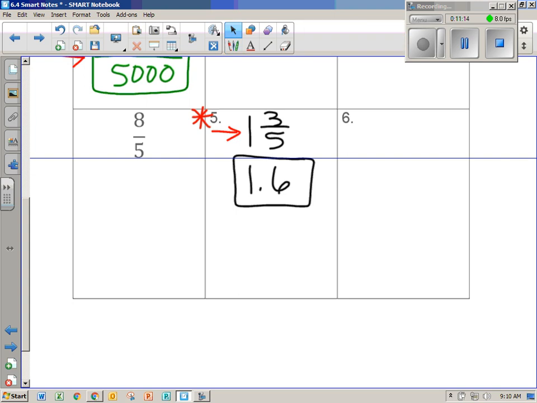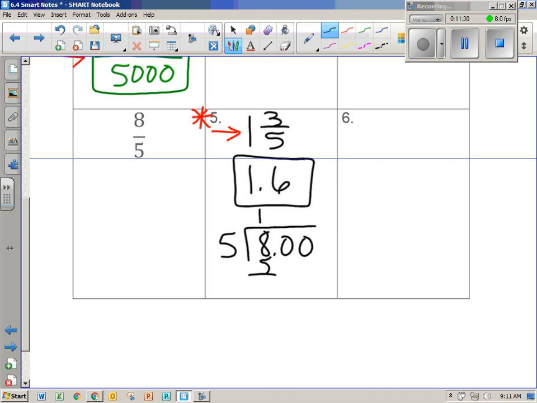Some people on this problem might have just automatically started with the long division, and that's fine too. They're still going to get there. It's just a little bit more work to get there that way. But if I did the division, you can see I'd get the same result, 1.6. So I really urge you to memorize the ones that you can, because it really does cut down on some work.